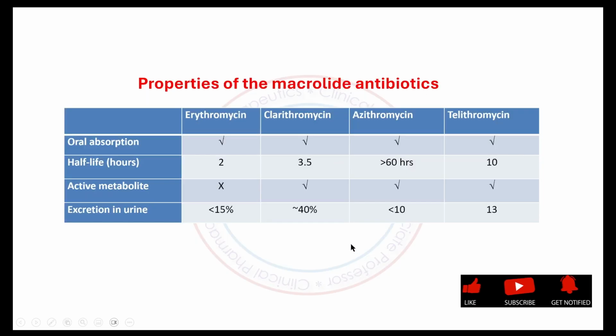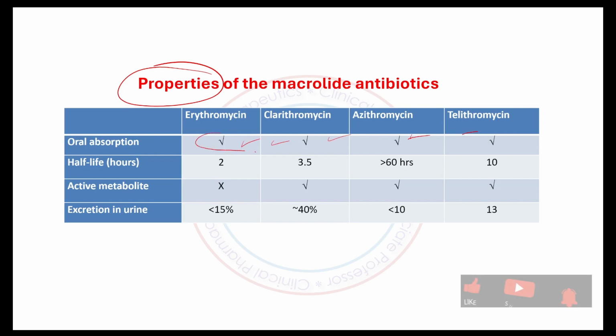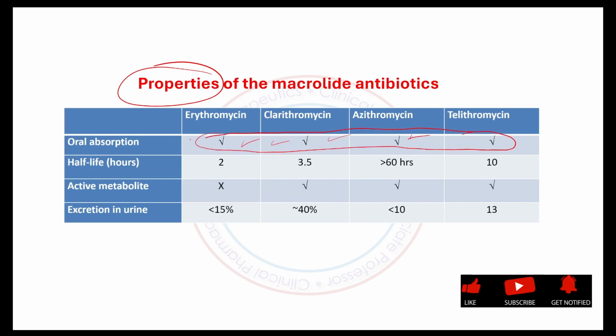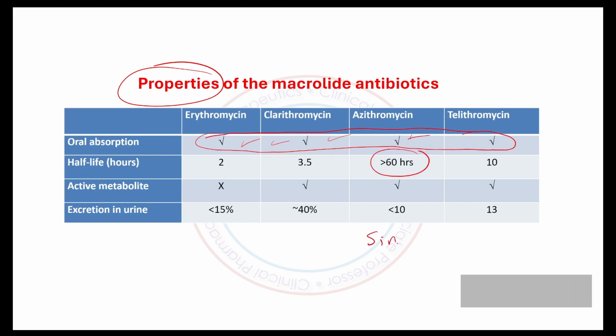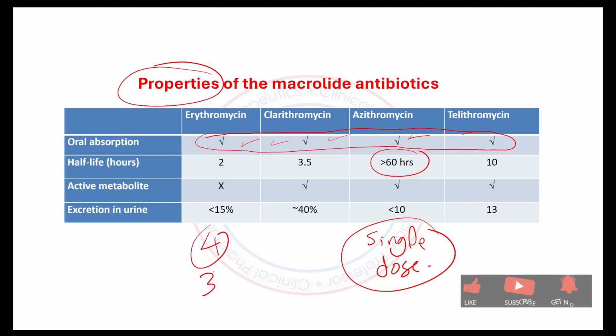A comparative study according to the properties of the macrolides. Oral absorption: all of these macrolides, erythromycin, clarithromycin, azithromycin, present good oral absorption. Half-life: you can see the half-life for azithromycin allows a single dose daily. No need to prescribe more than one dose. Here we need 4 doses, for example, or 3 doses of erythromycin.